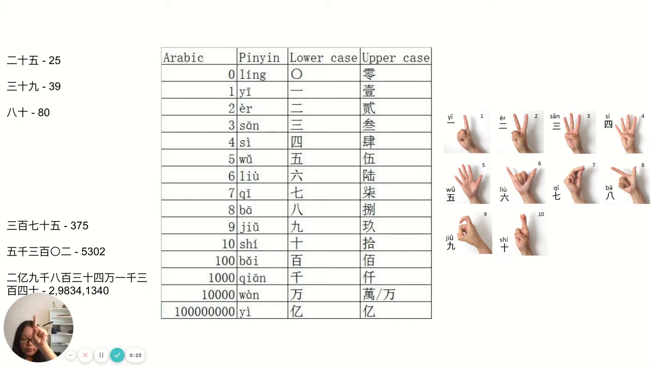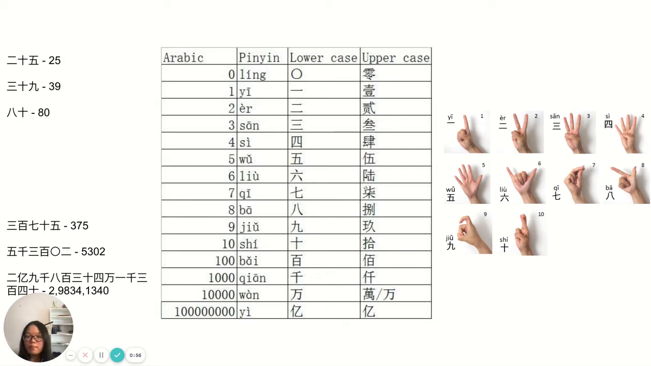0 0 1 1 2 2 3 3 4 4 5 5 6 6 7 7 8 8 9 10. 10, or sometimes people do this for 10, or this also, but most of the time people do this for 0, which is 0.